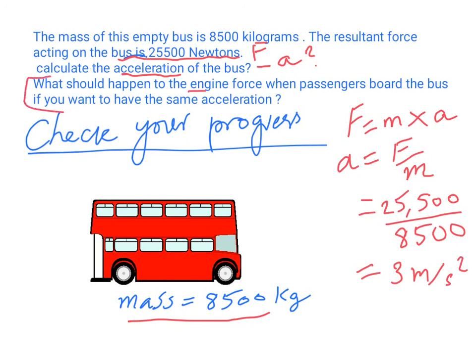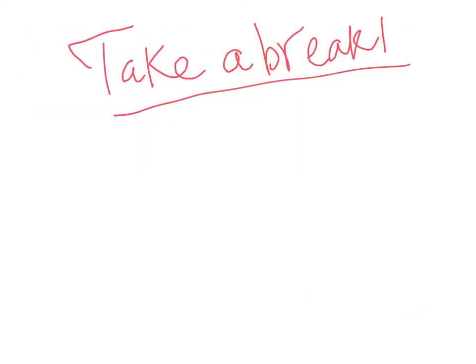What should happen to the engine force when passengers board the bus if you want to have the same acceleration? So the acceleration should stay the same. So that means if you use F equals ma, now you have actually increased the mass when the passengers board the bus. That means, as this is directly related to force, so if you increase the mass, the force must increase. The engine force should increase. And that is the answer for second part of the question.